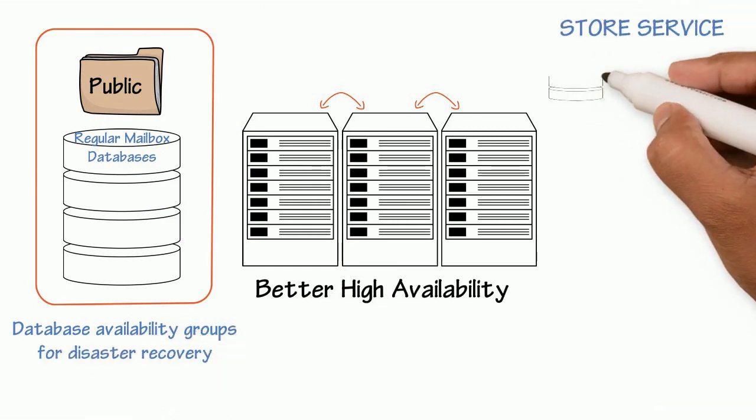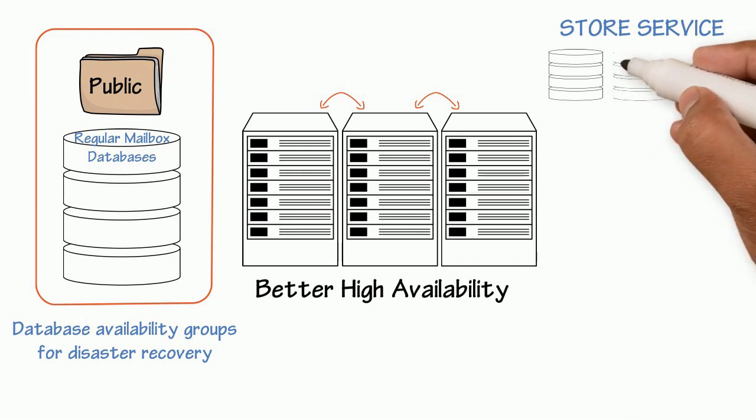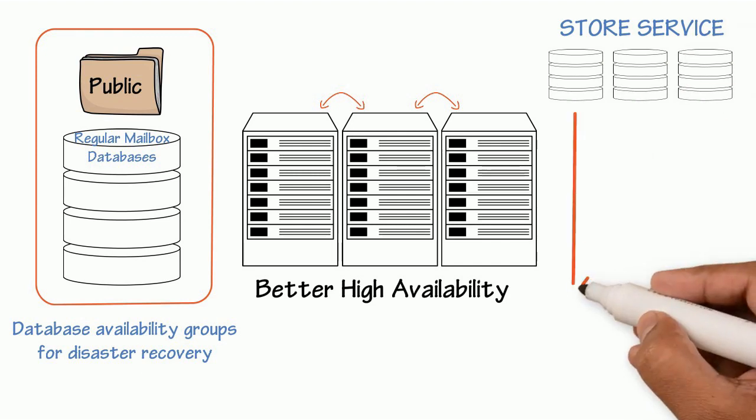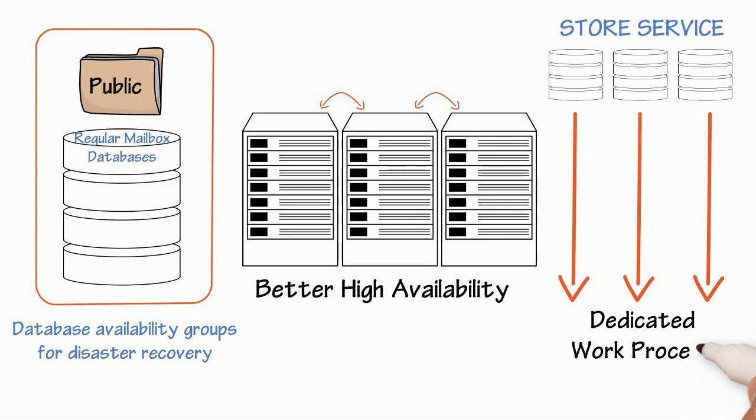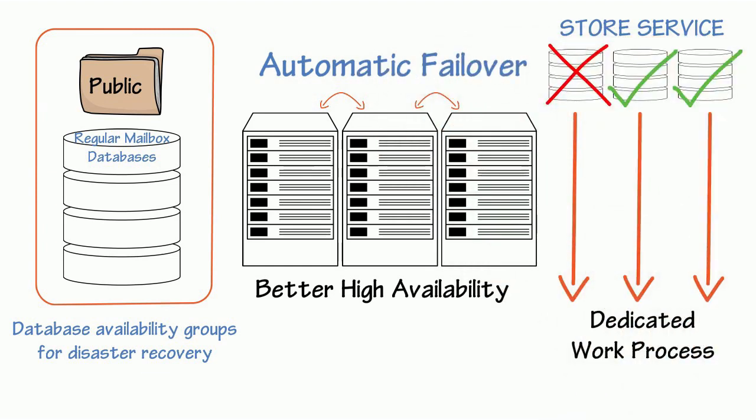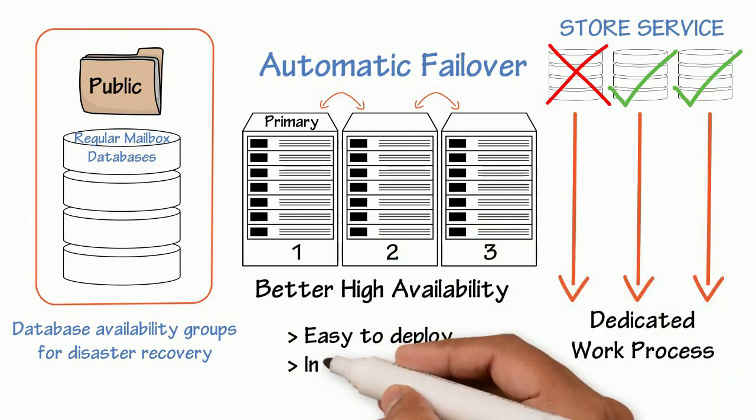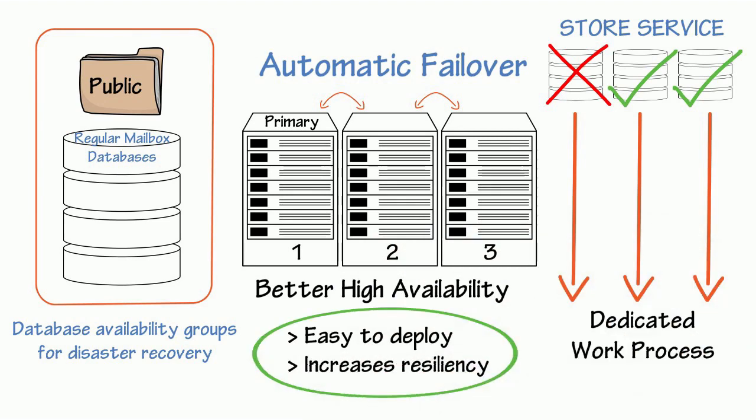The store service has been completely rewritten. Now each database runs in its own dedicated work process. So a hung process in one database will not cause problems in other databases. You can now have an automatic failover of your primary data center, which requires 3 sites, but the automatic failover is easy to deploy and increases resiliency of the site.